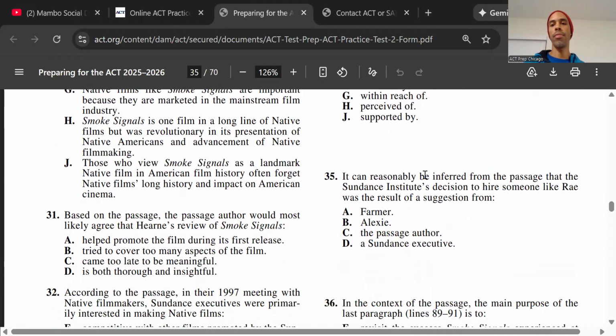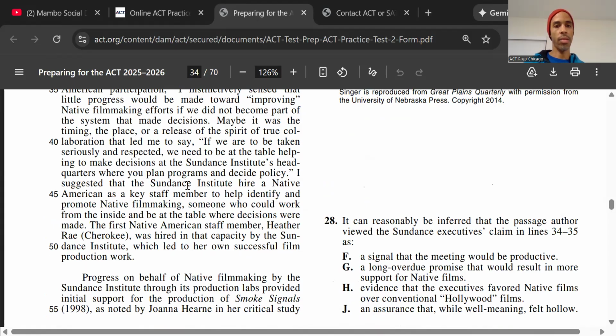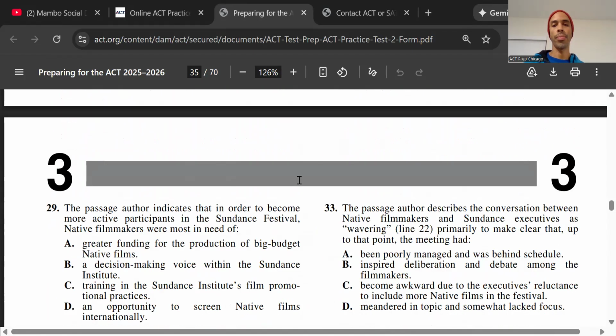Question 35: it can reasonably be inferred from the passage that the Sundance Institute's decision to hire someone like Ray was the result of a suggestion from the pastor's office. The pastor's office suggested it. It said it right there: I suggested that the Sundance Institute hire, as the pastor's office, right? First person.